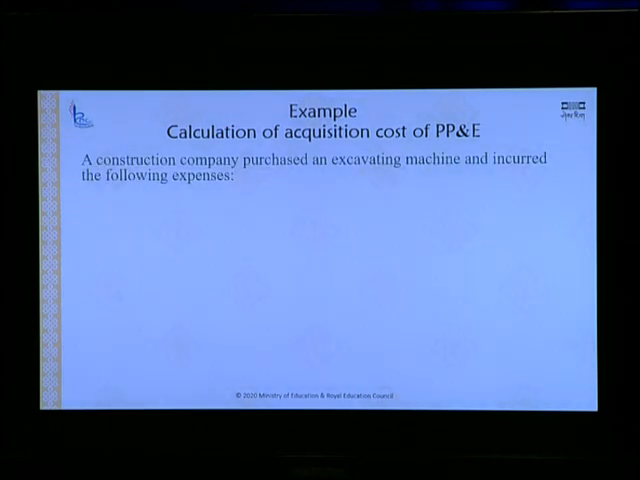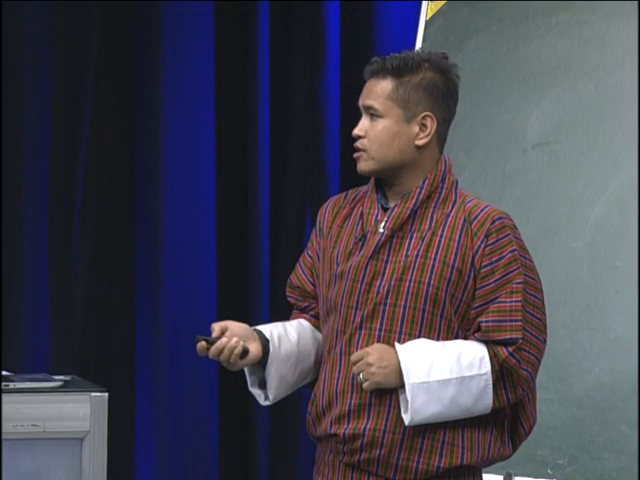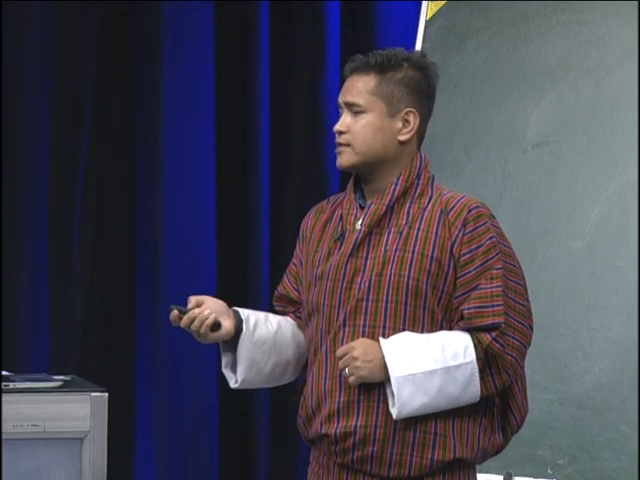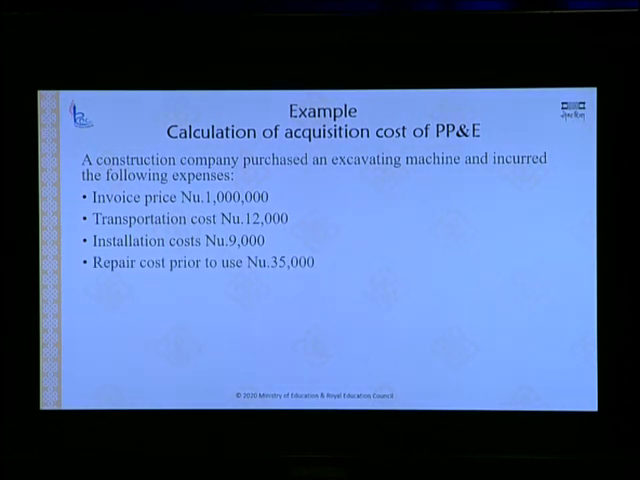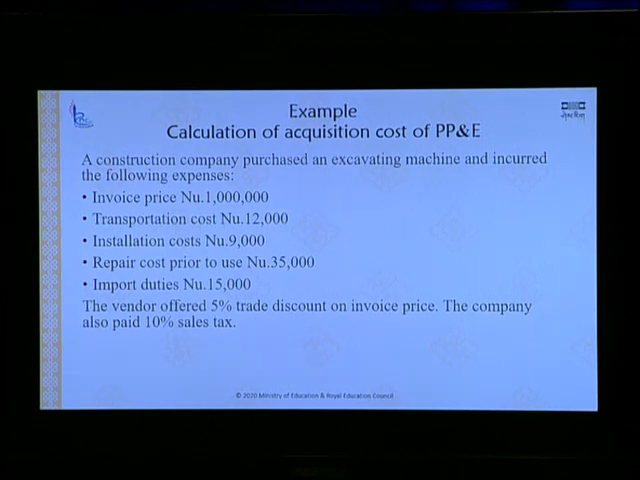A construction company purchased an excavating machine and incurred the following expenses. So here the company is purchasing an excavating machine. Let us see what the following expenses are. Invoice price or the purchase price is 1 million, transportation costs paid by the company is 12,000, installation cost for installing that machine is 9,000, repair costs prior to use is 35,000, import duties paid by the company is 15,000, and the vendor has offered 5% trade discount on the invoice price.